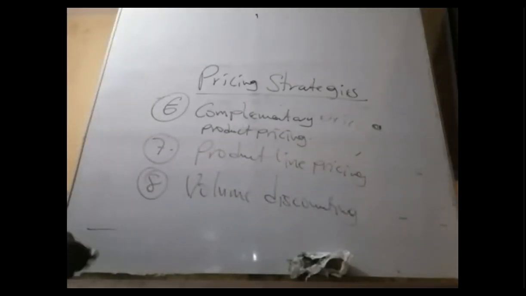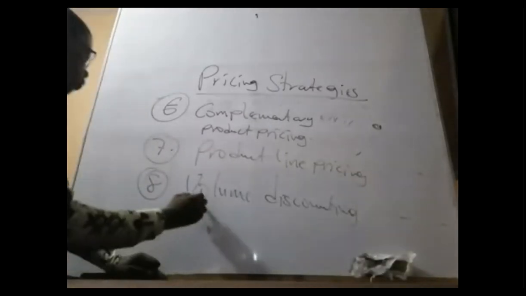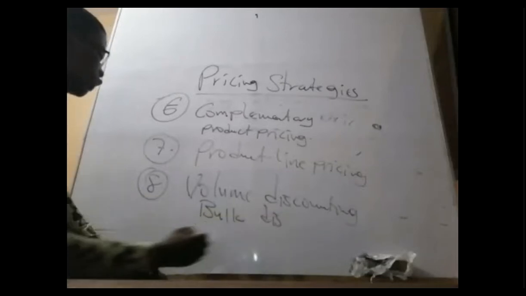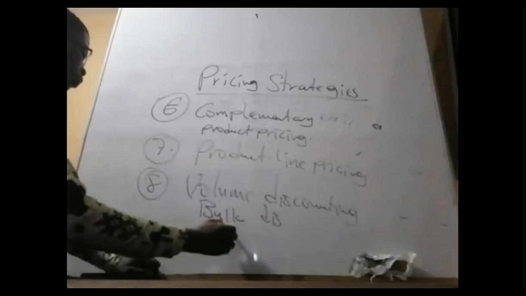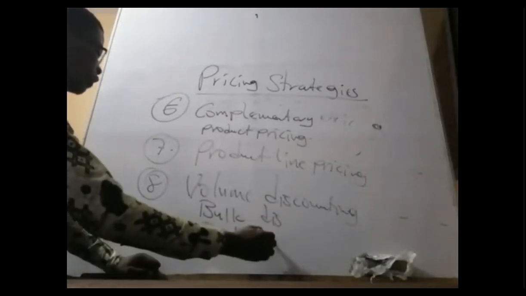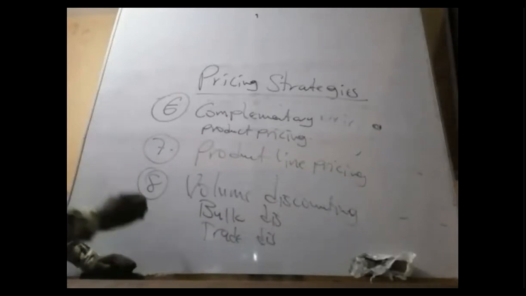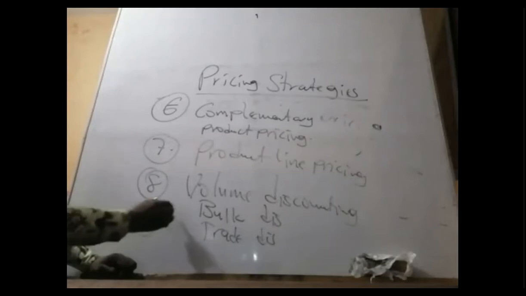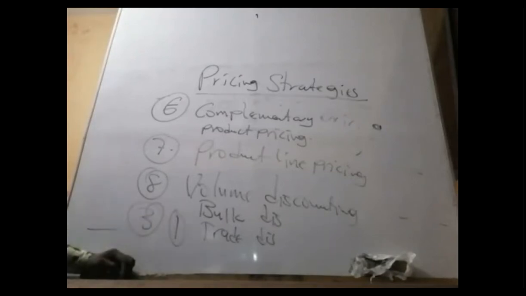Now here, we also call it bulk discount. It's also called trade discount. It's a strategy: reduce the price. Buy 3, get 1 for free. How do you get it? It's a pricing strategy. Buy 4, get 1 for free.